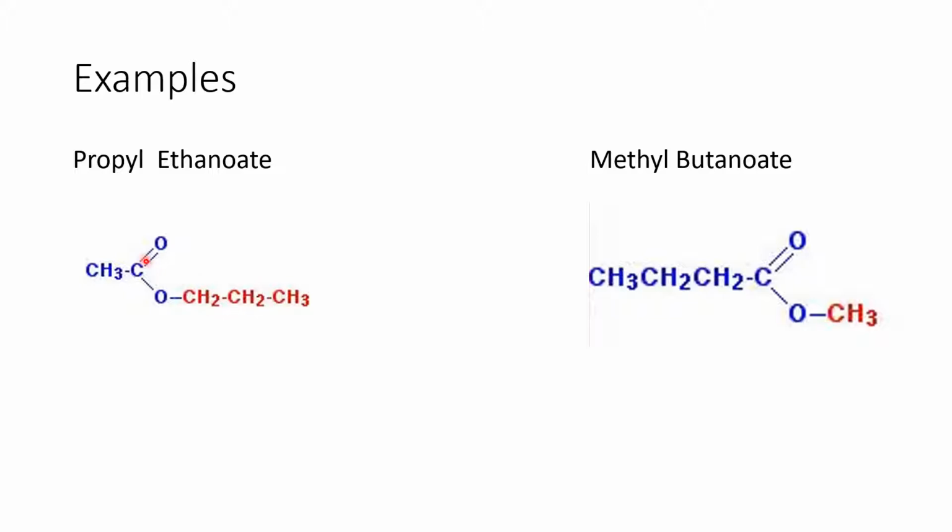For the acid derivative, you count the number of carbon atoms and then attach the suffix -oate. So here you've got 3 carbons, propyl, and then you've got here 2 carbons, ethanoate. So this is propyl ethanoate. And using that same principle, you identify the alkyl, so this is methyl, and then identify the acid derivative, which is butanoate. Fairly simple.